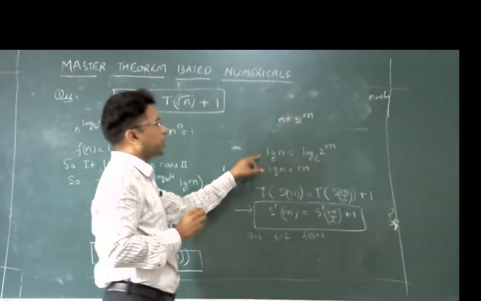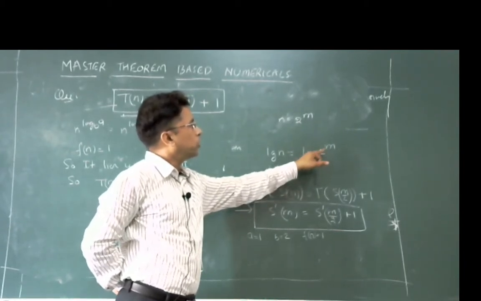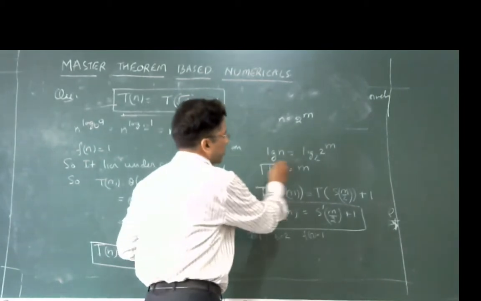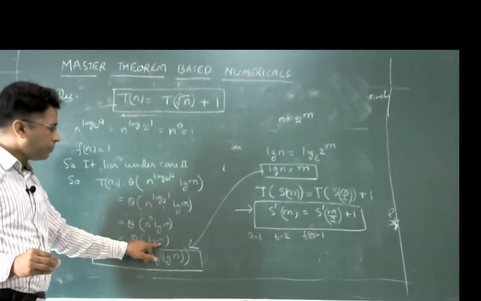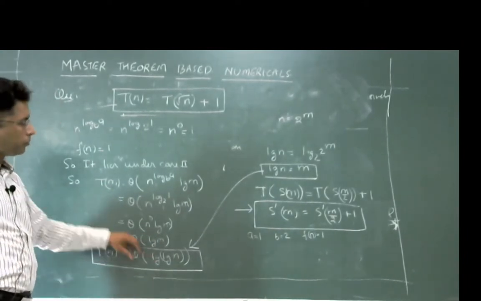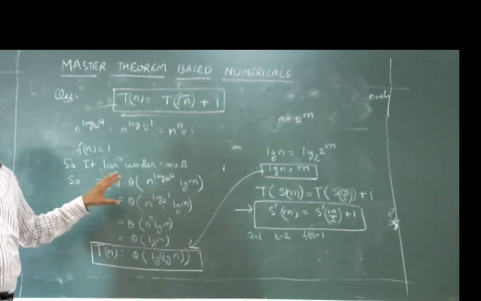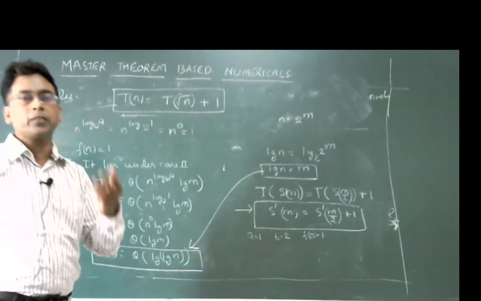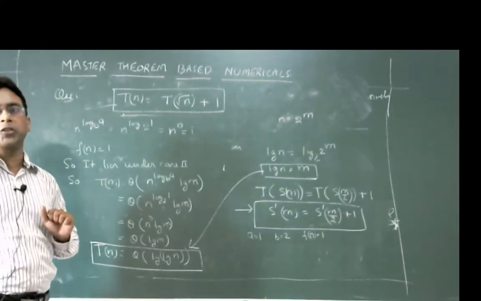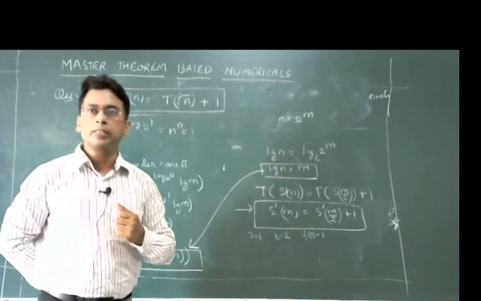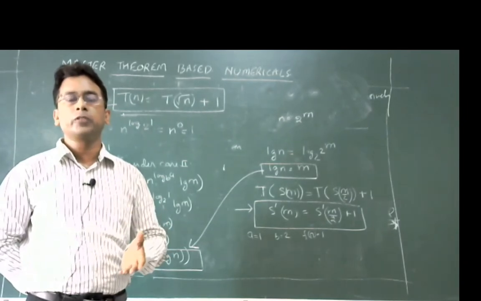So taking log of both sides, log n is equal to log of 2 raised to the power m. Since the log base is 2, this will be equal to m. So log n is equal to m, and putting this value here, I have replaced log m by log n. So the final complexity of this equation would be T(n) equals theta of log of log n. This is a very important numerical, and on the basis of the same concept there are a variety of numericals. The main concept I have discussed in this numerical was the transformation concept. Depending upon the question's complexity, the numerical will need a number of transformations.